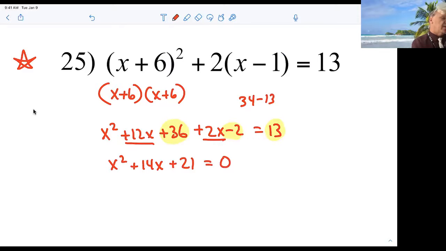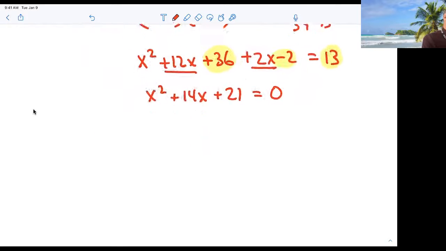Now, after all that, why is this kind of annoying? Can I factor that? What are the factors of 21 that make 14? Oh, wait, 7 and 3 makes 10, not 14. We can also do 1 and 21. Not sure how that's going to be 14. So now, because it doesn't factor, you have to use the quadratic formula. This is annoying, guys. All right, so here we go.